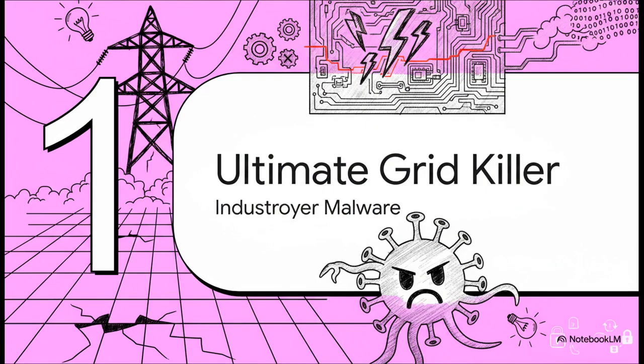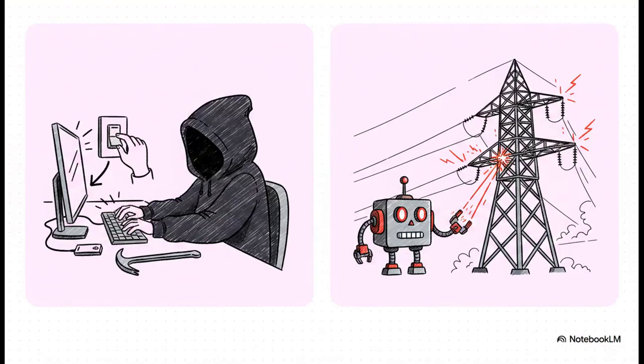Section 1. The ultimate grid killer. Okay, let's dive into this. The culprit behind that devastating blackout in Kyiv is a piece of malware known as Industroyer, or as some security researchers call it, CrashOverride. Today, it's widely considered to be one of the most dangerous pieces of malware ever discovered. But to really grasp why it's so uniquely terrifying, we need to understand how it operates on a basic level.